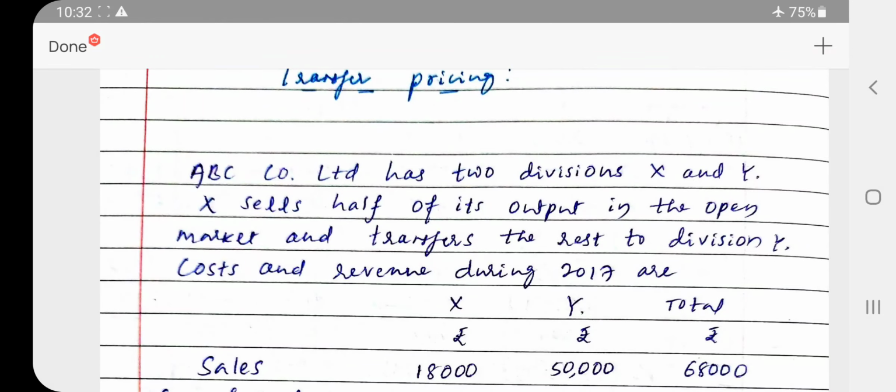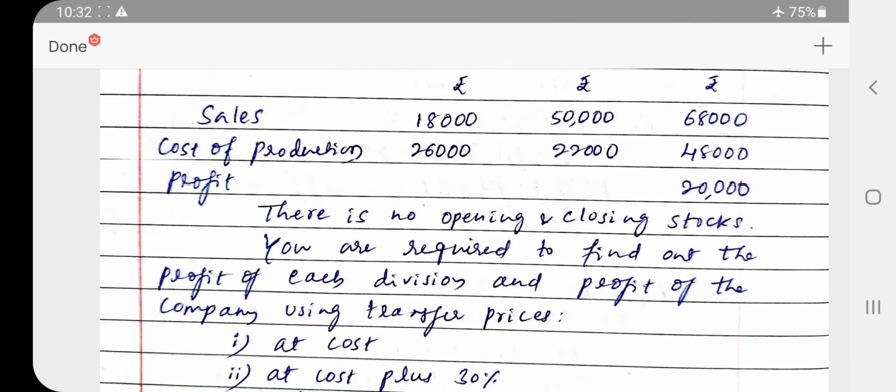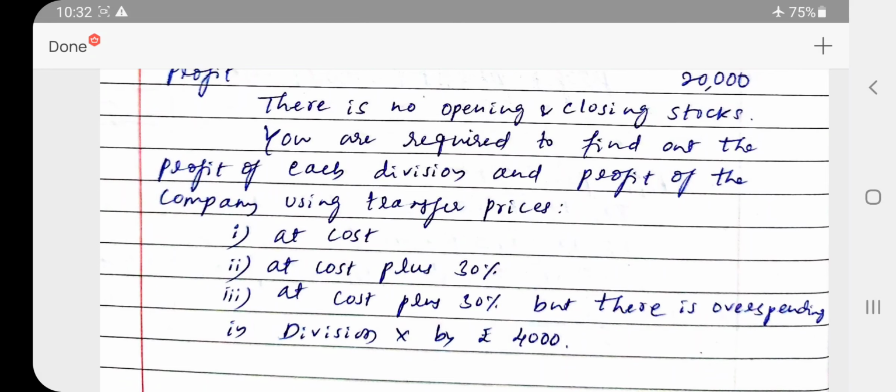X can sell half of its output in the open market and transfer the rest to the division Y, in the sense that it will be applicable for each and every situation. Here, there are 3 situations, and we need to follow the same procedure, but at cost plus 30% we need to add it back. Here 4,000 we need to add back in situation 3.